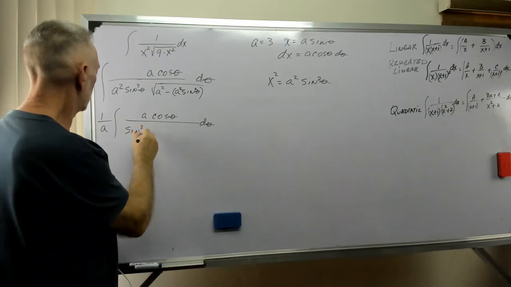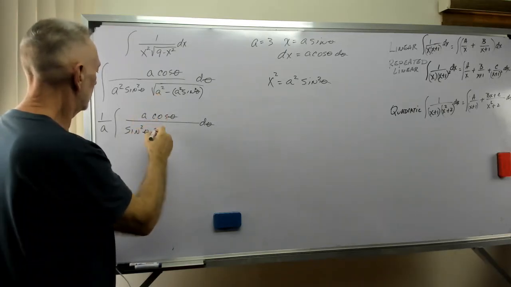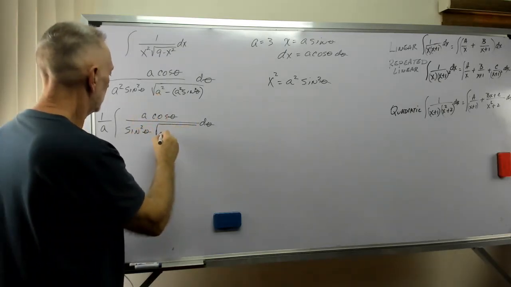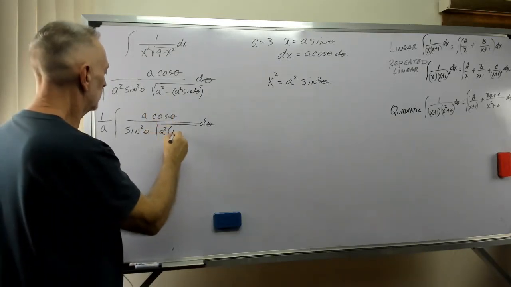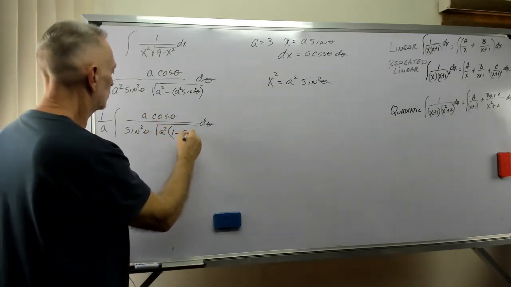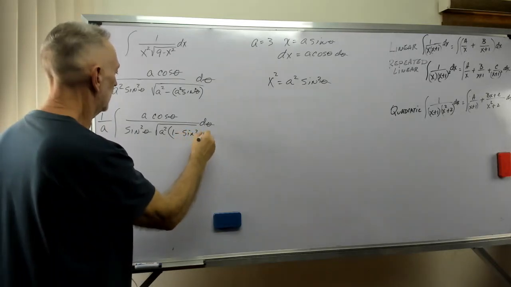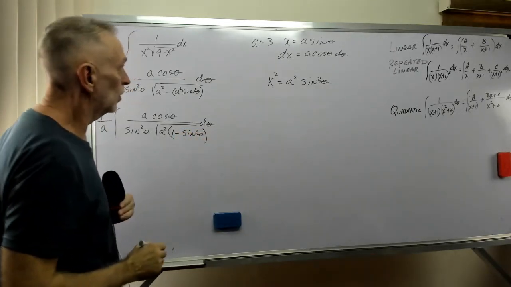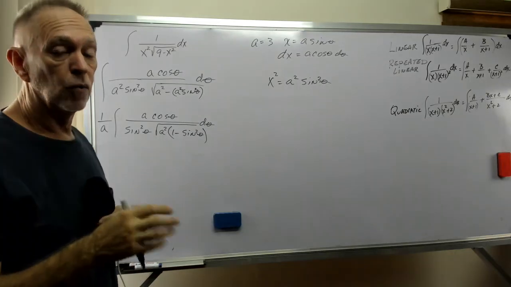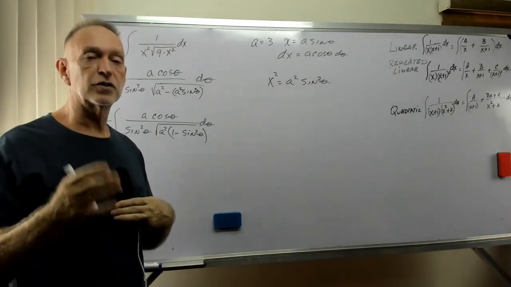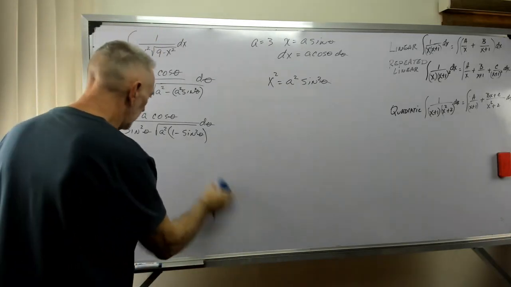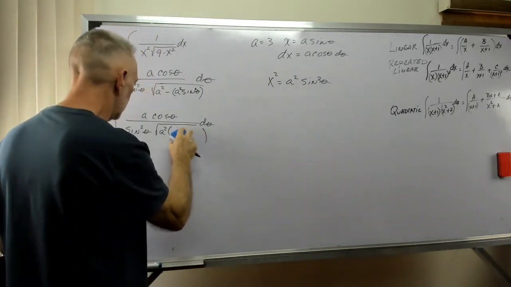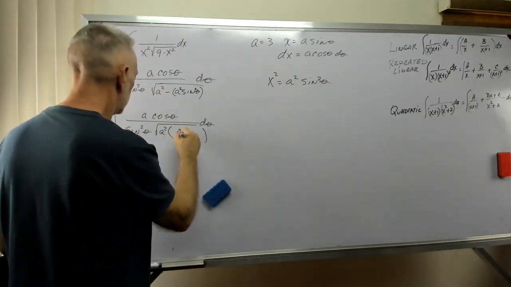Sine squared theta. Now, under this radical sign, I'm going to factor out the a squared out of both terms. That's 1 minus sine squared theta. Oh, remember what we said earlier? 1 minus sine squared equals cosine squared. So we can replace this with cosine squared.